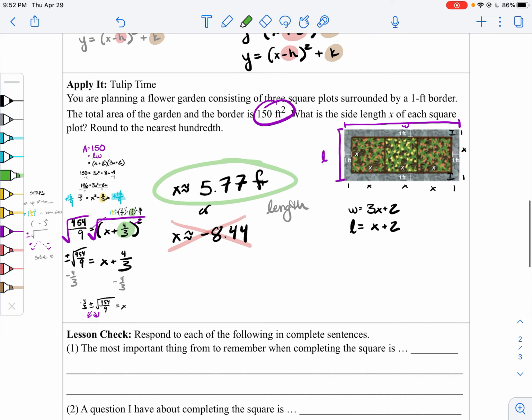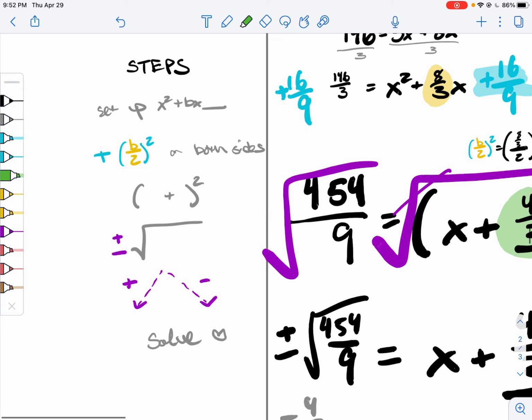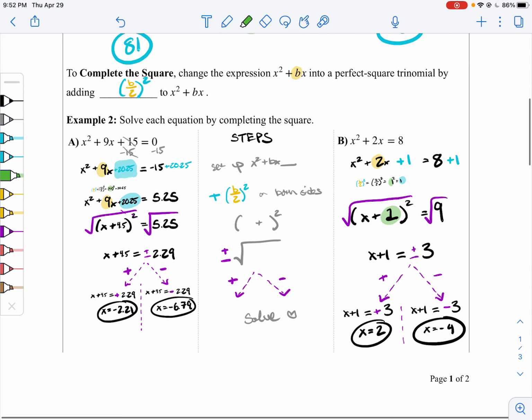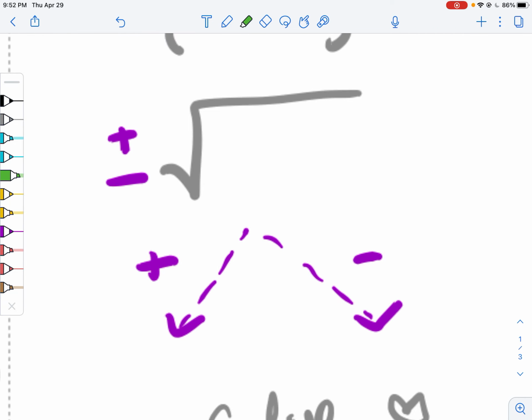Okay, anyway. Stick to the steps. Keep going. Make a perfect square trinomial. Take the plus or minus square root. And even when life gives you positives, even when life goes negatives, stick with it.